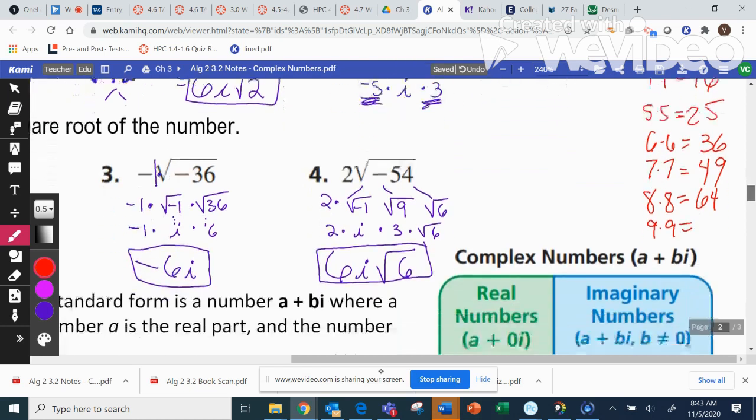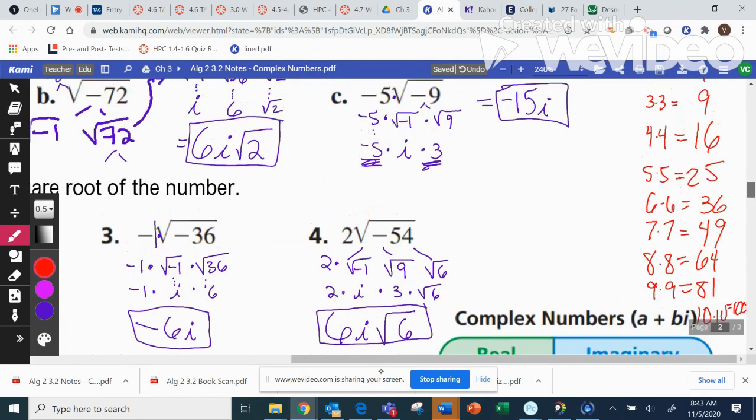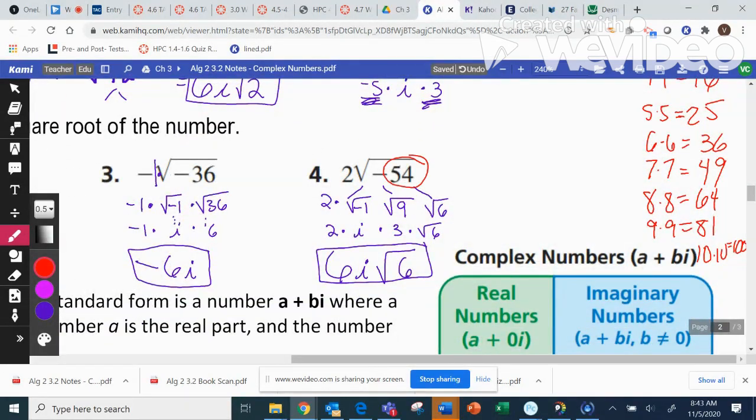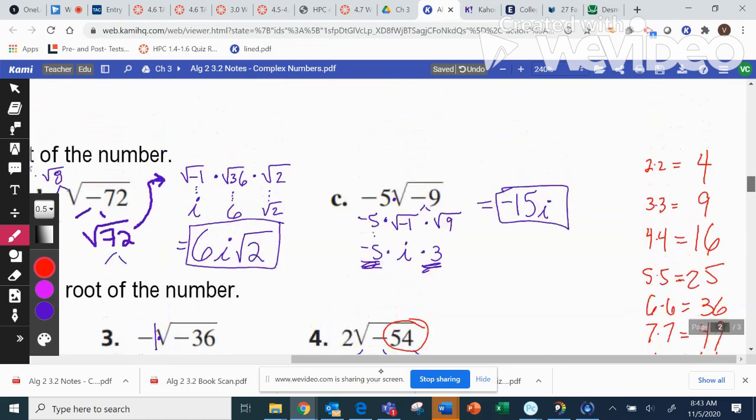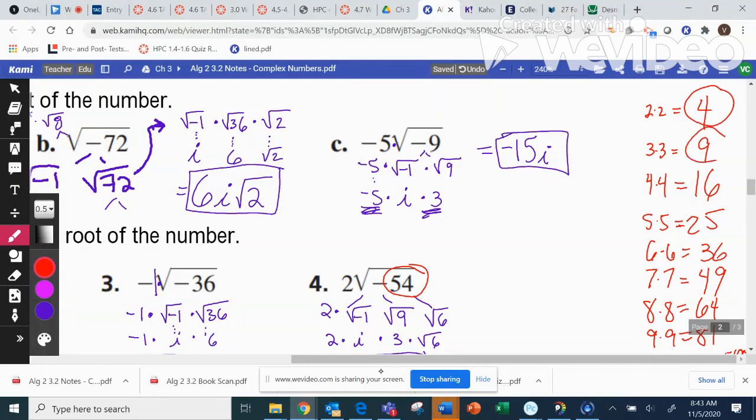81. I'm going to move this. What's 10 times 10? 100. Okay, and there's more than that. But when you're trying to figure out what goes into 54, you shouldn't be just randomly dividing stuff. You should be looking at these numbers.